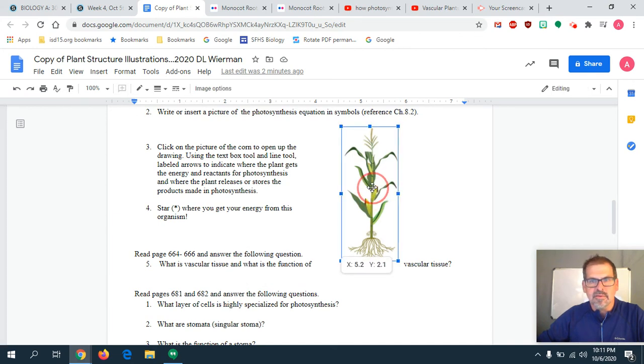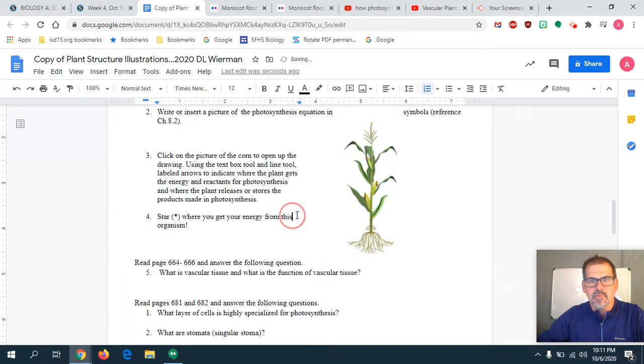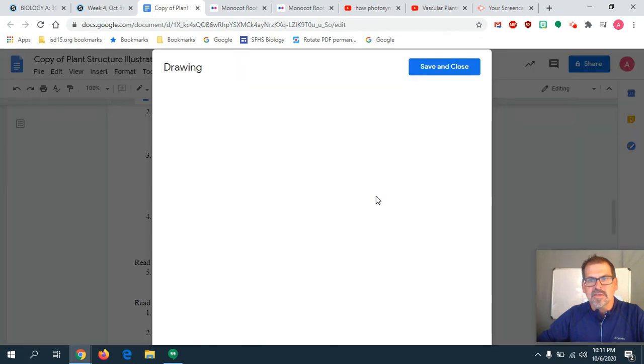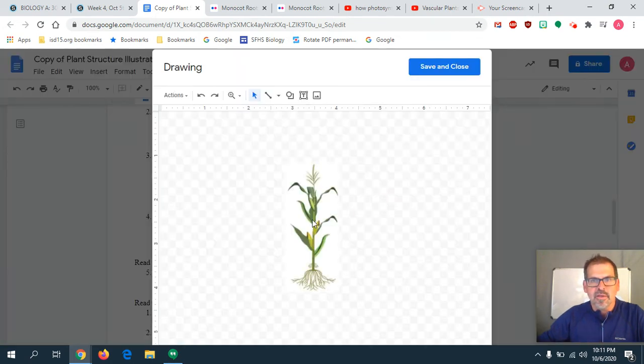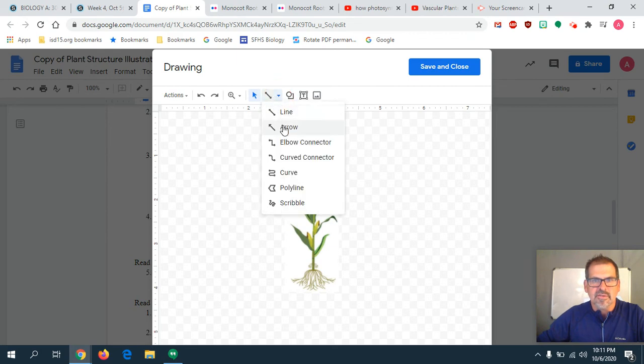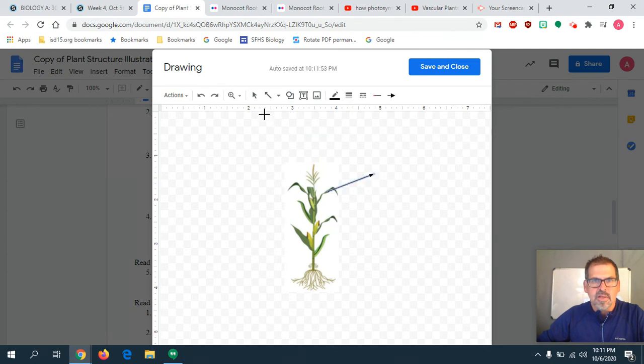How do I do that? Move this up a bit. If I click on this, it comes to my drawing. I can click on the line and I can select an arrow, and then I might have a product coming out. And I can click on the line and select an arrow, and maybe I have a product going in. Oh, let's see here. Let's try again. All right, so here I click on the line, and now I have a product going in.